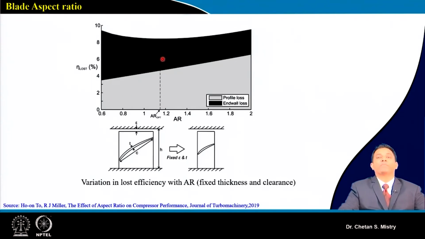Here it is coming to 1.15. The authors are recommending 0.8 to 1.4 as the optimum aspect ratio. If you recall, in the last lecture we were discussing profile loss, so you can correlate what we mean by profile loss here. This is also one of the indications of why we are moving towards the low aspect ratio blade.